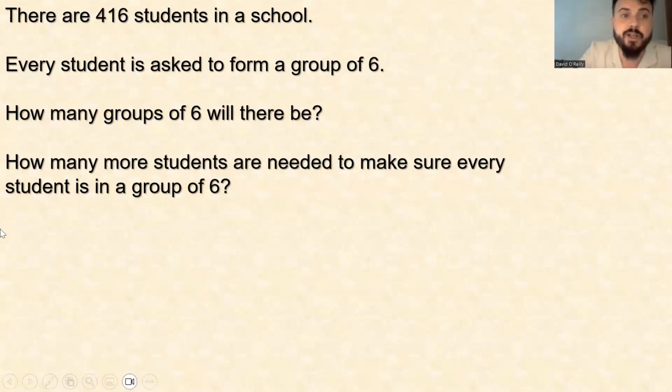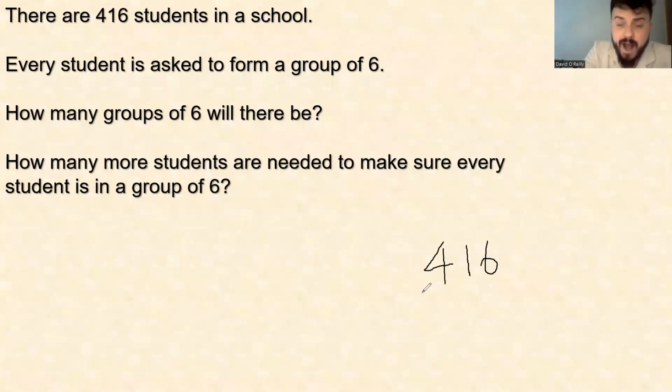Okay, now that's the first question. How many groups of 6 will there be? Let's ignore the question underneath. We don't need to answer them both at the same time. So how many groups of 6 will there be? All right, well, 416 students are being divided into groups of 6, aren't they? They're being shared into groups of 6.